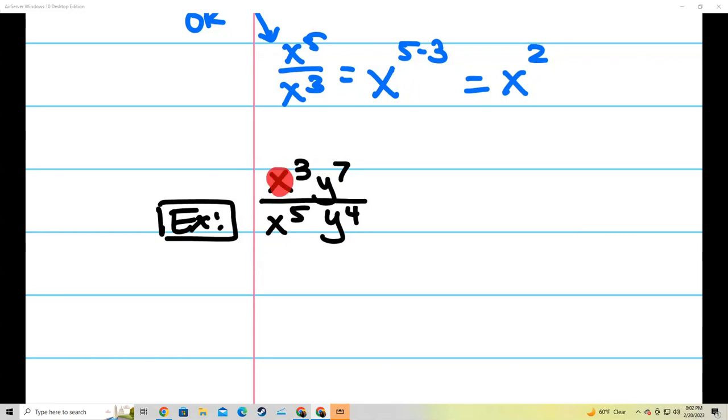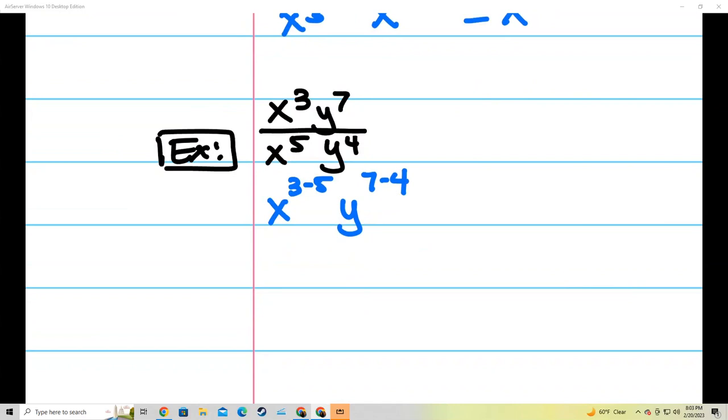Remember that I'm dividing, which means I'm subtracting exponents. When you divide, you subtract exponents. So you can only divide ones that have the same base. So the 3 and the 5, I'm going to go ahead and match them up. That's going to be x to the 3 minus 5. And then 7 and 4, I'm going to do that as well. Y to the 7 minus 4. 3 minus 5, that gives me a negative 2. So x to the negative second power.